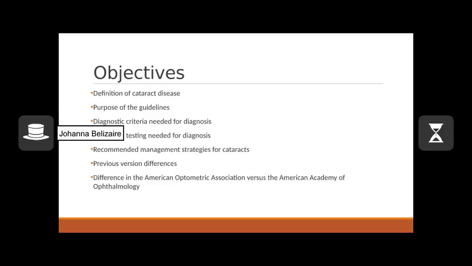My objectives for this presentation include providing the definition of cataract disease, providing the purpose of the guideline, providing the diagnostic criteria needed for diagnosis of cataracts, providing the diagnostic testing needed for diagnosis of cataracts, the recommended management strategies for cataracts, previous version differences, and the difference in the American Optometric Association versus the American Academy of Ophthalmology.